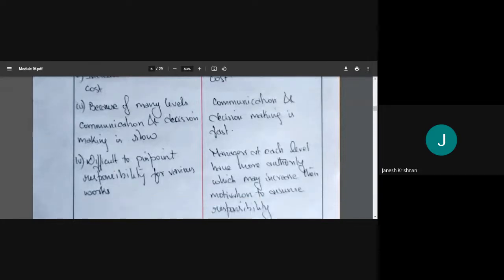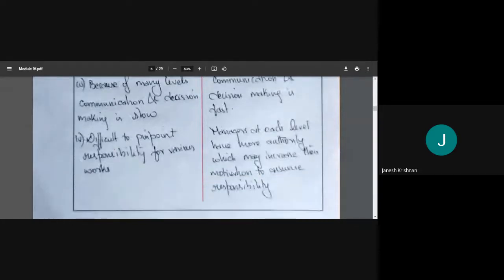Because there are too many levels, it's difficult to pinpoint the responsibility. Who will do the work, or who is responsible? There will be some difficulty, not impossible. Again, in the flat structure, what happens? There will be a manager and there will be subordinates, right? So the manager will have more authority, so he'll have motivation to take more and more responsibilities also.